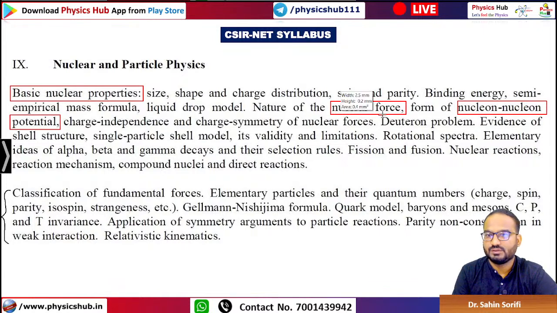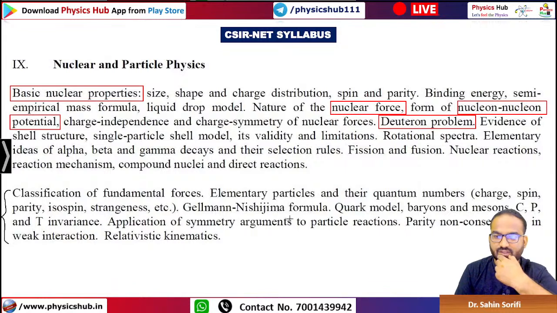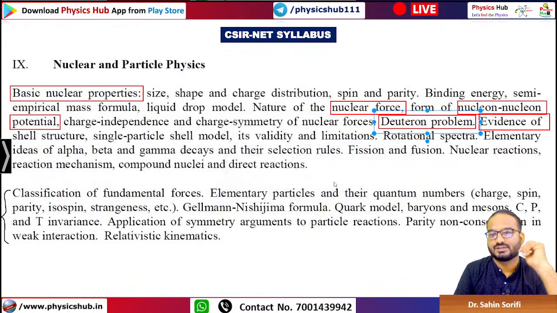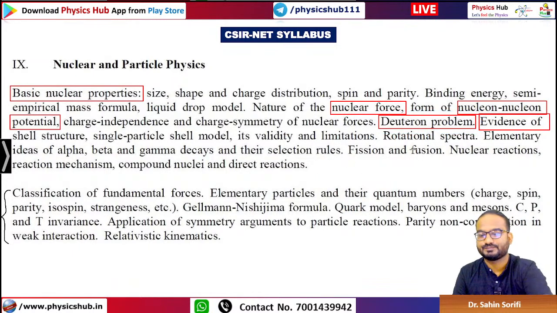Deuteron problem is one of the most important things, so a dedicated class will be there for deuteron. Then evidence of shell structure. This will come from the failure of the liquid drop model, which will be successful in the shell model, and the shell model also has some limitations, and those limitations will be removed in going to the collective model. Rotational spectra, a few questions come from this.